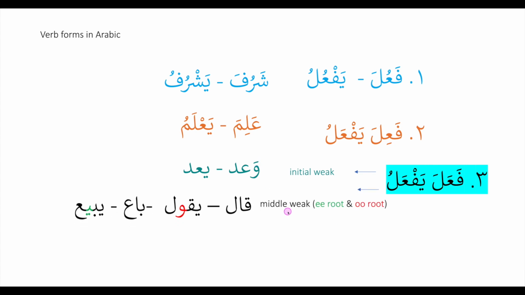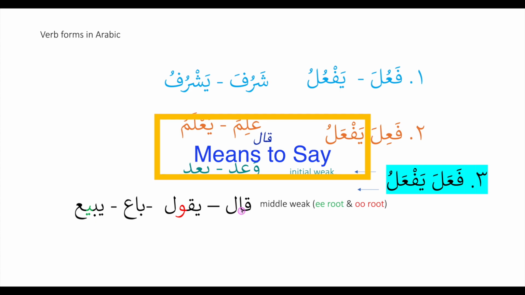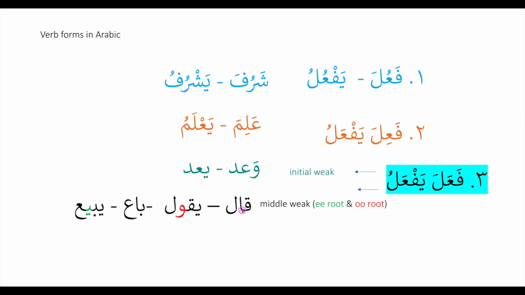Our second type of verbs within the third form is called the middle weak, and so far I've conjugated lots of verbs on this form. قال يقول and باع يبيع. It's a middle weak verb, and the middle weak verb could be of two types, either an i root or a u root. What do we mean by that? We've got the verb قال, and it's a middle weak verb, and it has an alif in the middle. That alif in the root is a u. What does that mean?